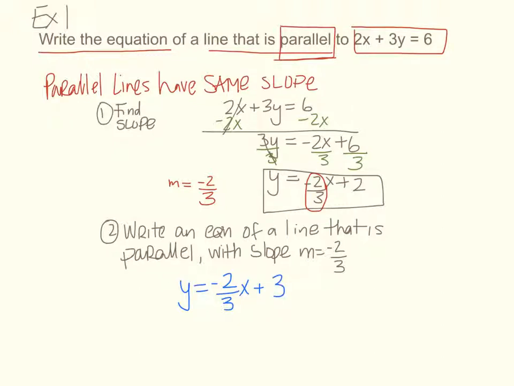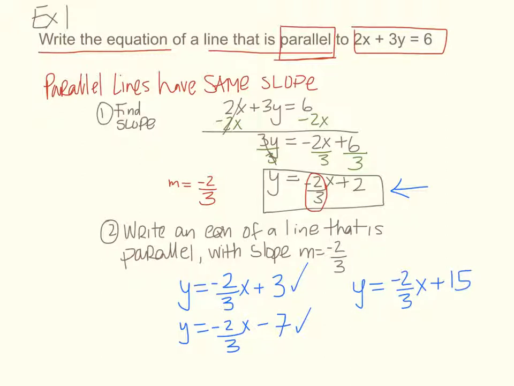Is that line parallel? Yep, that would work. Let's see, what if you didn't say 3 right now? Because I'm not there, I don't know what you said. How about y equals negative 2/3 x minus 7? Is that line parallel to this line? Yep, same slope. How about this one? y equals negative 2/3 x plus 15. Is that line parallel? Yep, it sure is. Has the same slope.